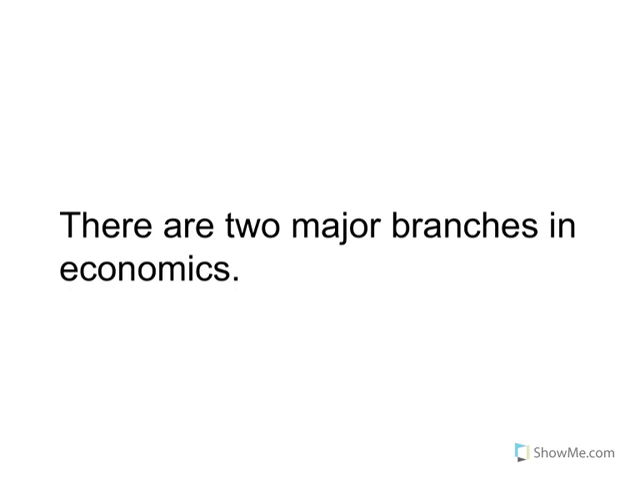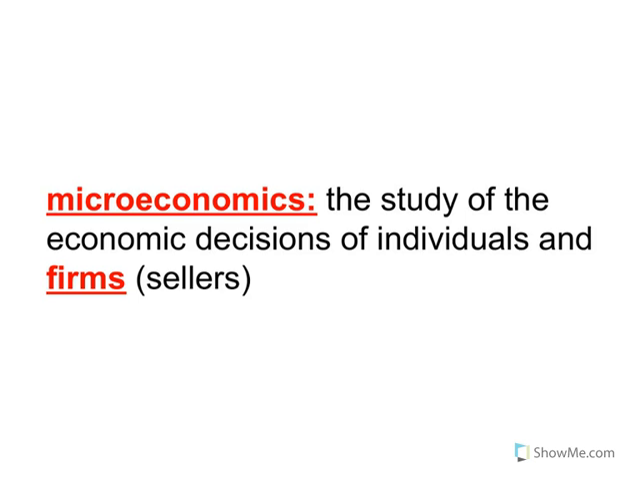Now, there are two major branches in economics, and I want to wrap up the video by talking about each one very briefly. The first one is called microeconomics, and that is the study of the economic decisions of individuals and firms, which is a way of saying sellers. Microeconomics might look at: is Apple's App Store harmful to developers, right? Because the App Store requires developers to pay 30% of their profits to Apple. Is that harmful to competition? Or is a college education worth it to someone? Those are things studied in microeconomics.